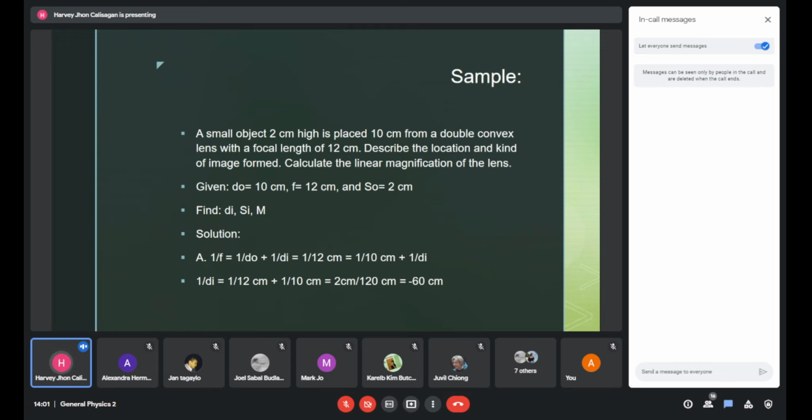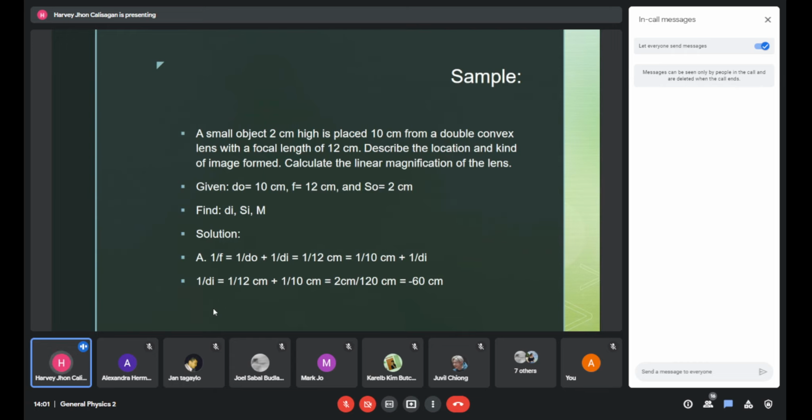Okay, I'm sorry, I forgot to write. It's negative plus, it's negative. I guess it's negative, because we will be transposing to the other side. If we transpose the 1 over 10 to the other side, it will turn into negative. So it's negative, I guess.